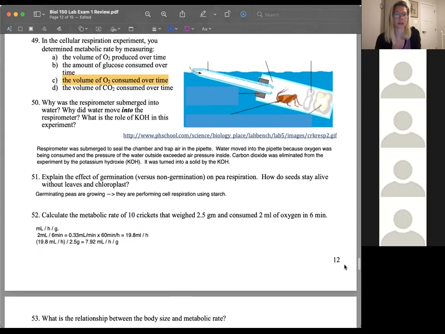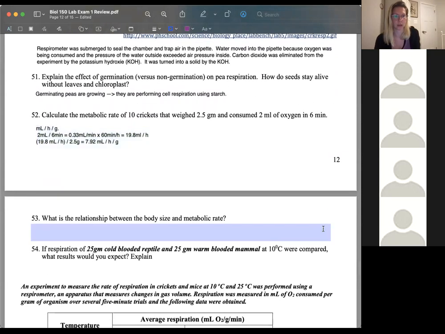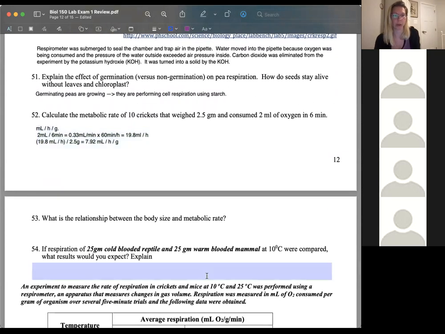All right, I'm going to scroll down a little bit. I'll keep this visible so we can still see it. But now it's asking us for the relationship between body size and metabolic rate. The body size is bigger and the metabolic rate is higher. Okay, so larger body size means higher metabolic rate.